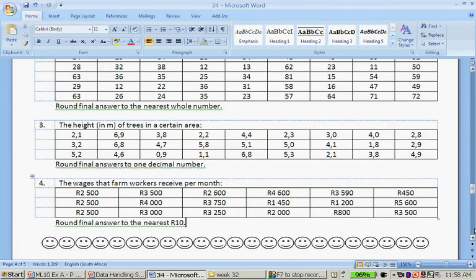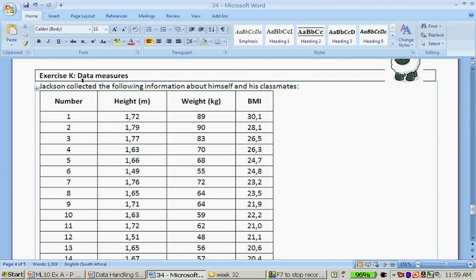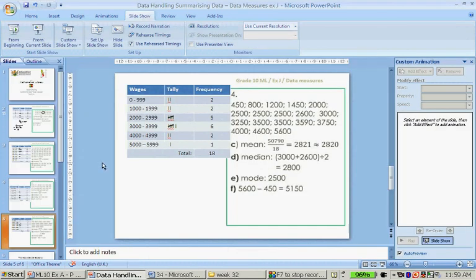For tomorrow, could you please do Exercise K, the data measures about Jackson, and then I'll go over it again. Right, please do it, otherwise it is a complete waste of time.